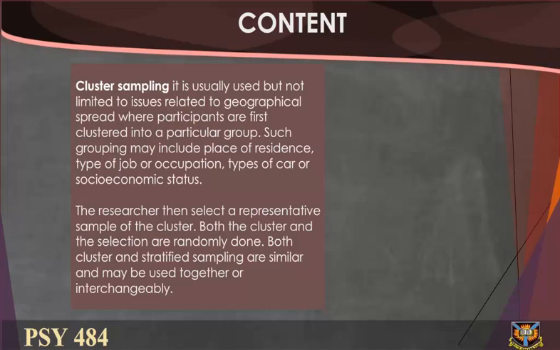Cluster sampling. It is usually used but not limited to issues related to geographical spread where participants are first clustered into a particular group. Such grouping may include place of residence, type of job or occupation, types of car, or socioeconomic status. The researcher then selects a representative sample of the cluster. Both the cluster and the selection are randomly done. Both cluster and stratified sampling are similar and may be used together or interchangeably.